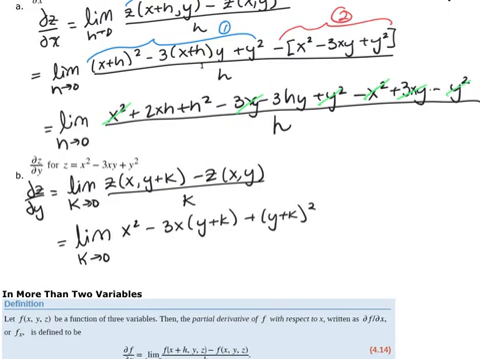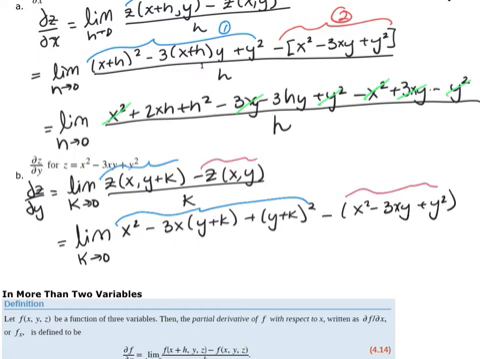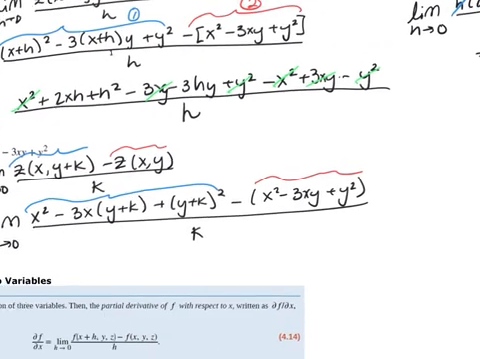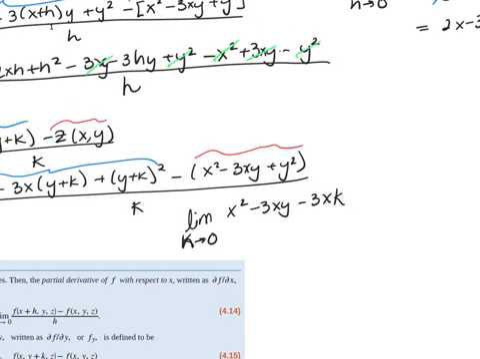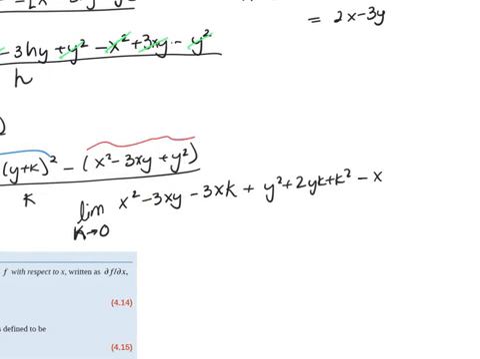Again, this represents just this portion. And then I have minus my original function, x squared minus 3xy plus y squared. That's this, all over k. And so the limit as k approaches 0 of x squared minus 3xy minus 3xk plus y squared plus 2yk plus k squared, minus x squared plus 3xy minus y squared, all over k. And again, we're going to start canceling out like terms.